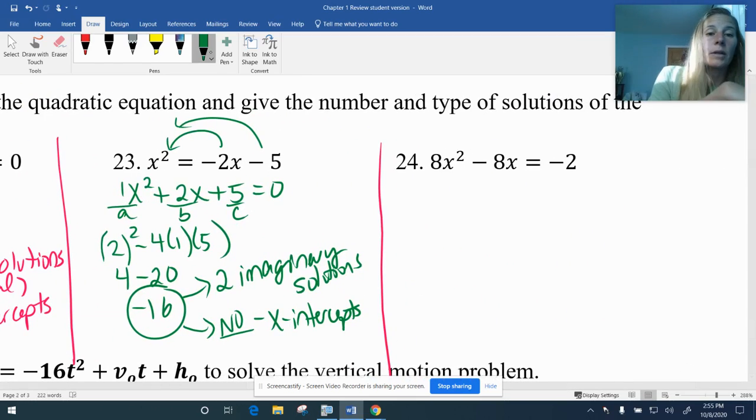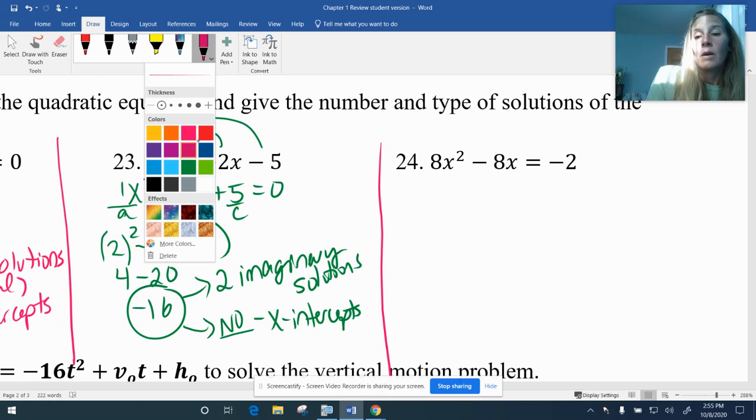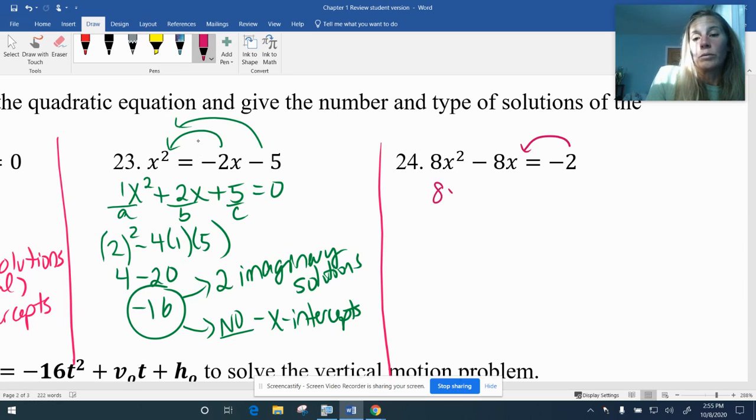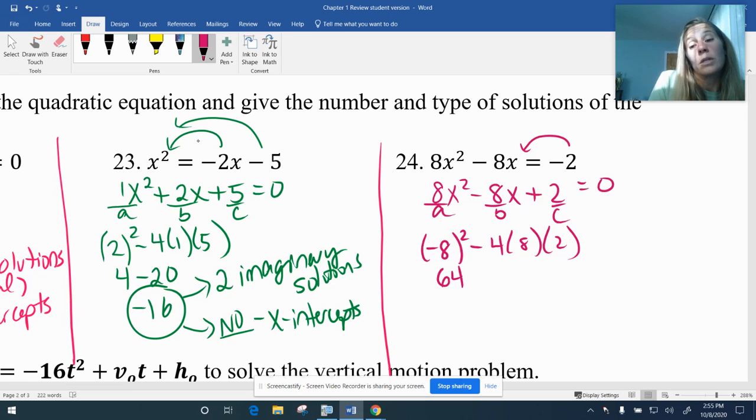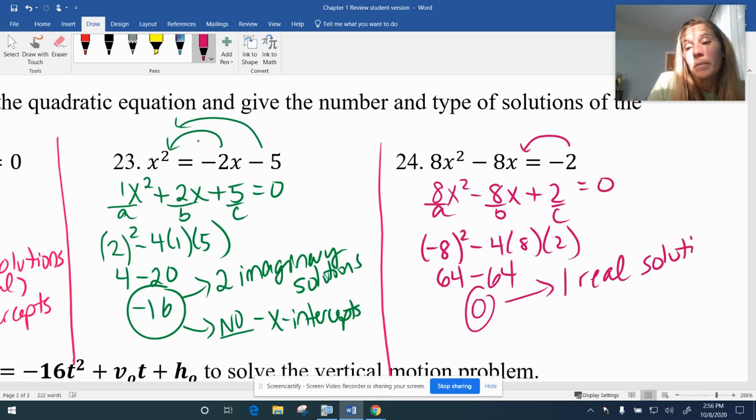Okay, and then we have a third example here. So bringing over that 2, and now I have A, B, and C. So B squared minus 4 times A times C would be 64. And then let's see, I've got 8 times 4, which is 32, times 2, which is 64. And that's 0. And that tells me I will have one real solution.